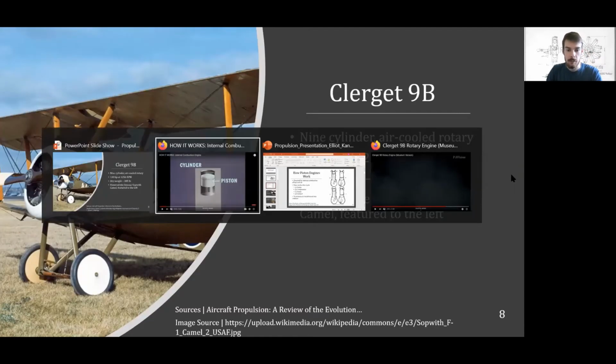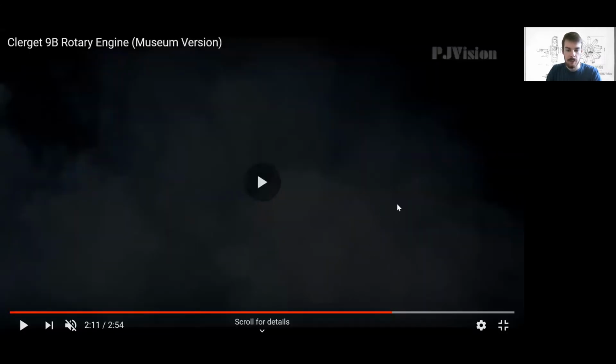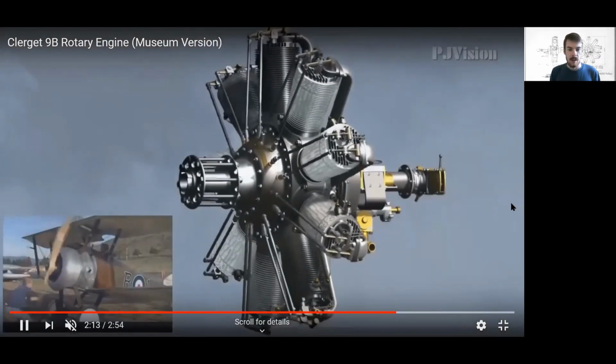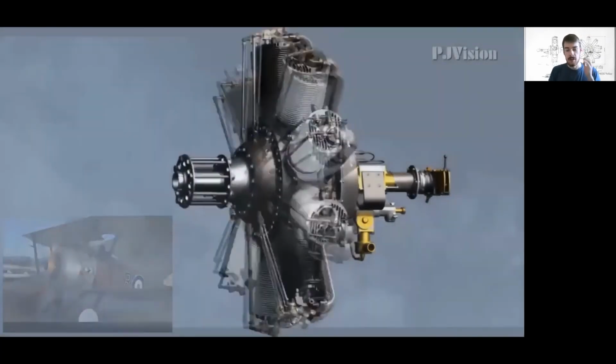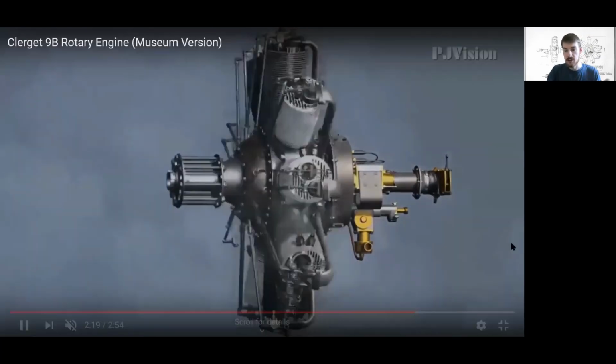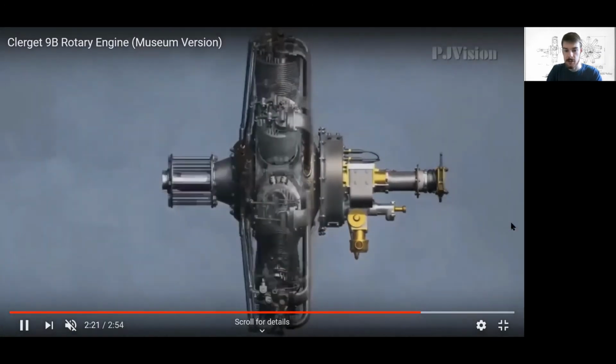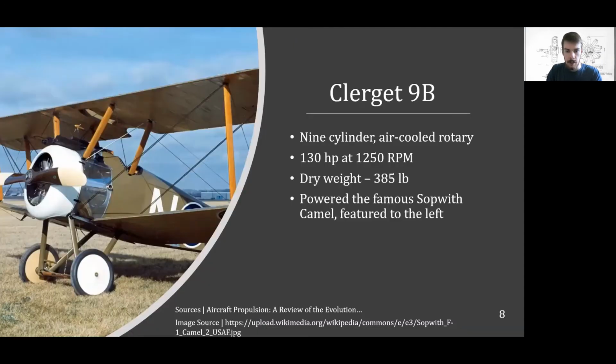I'd like to show you a brief animation of one of these engines. You can just see how the engine rotates. The cylinders rotate, but the crankshaft is fixed on the right side of the screen. One of the most famous rotary engines was the Clerget 9B, and it powered the famous Sopwith Camel. You can see the specs here and the plane on the left.